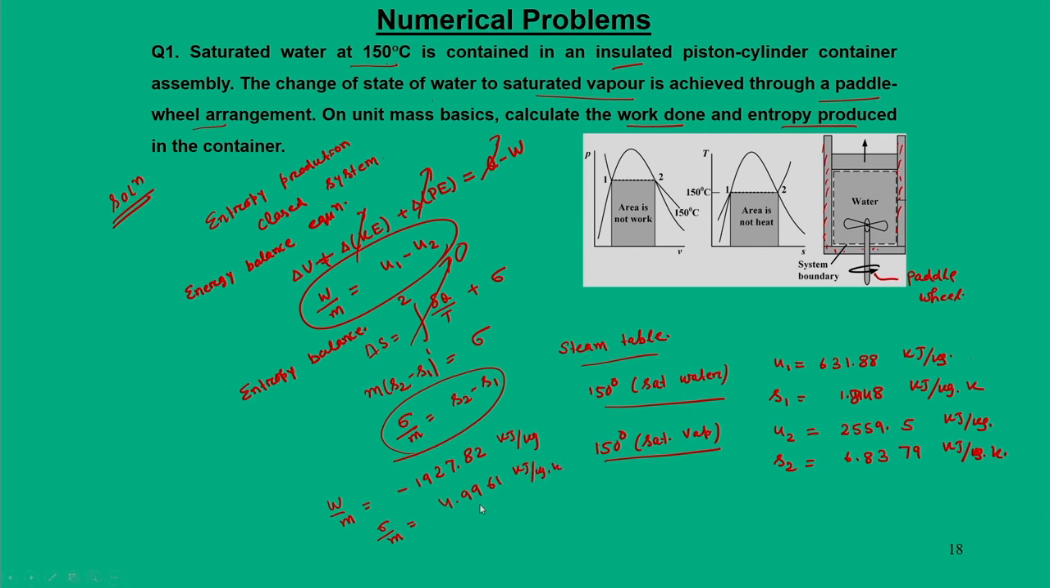So, what we see from this data is that this work transfer is negative, which means that work is being fed into the system, but the entropy production is positive. So, that means entropy production is always greater than 0. So, this satisfies the fact that through a paddle wheel mechanism, it is possible to change the state of water, which is initially saturated liquid at 150 degree centigrade, and we can move to the saturated vapor through a paddle wheel arrangement.